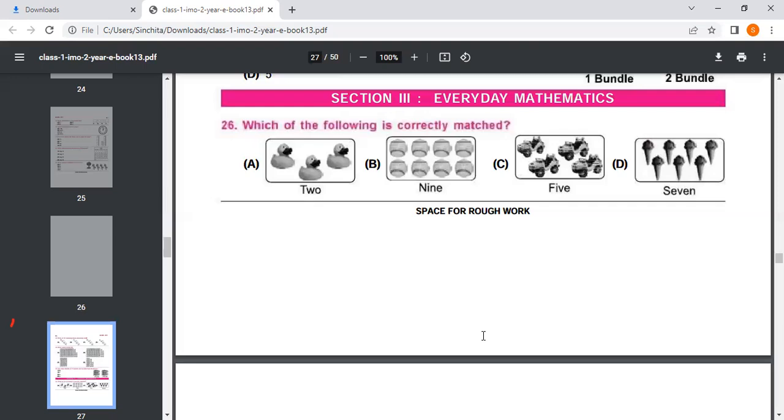Ma'am, number A. Number A, explain me your answer better. Ma'am, I have not understood the answer. See, here you have to find out which number of images match with this number. For example, here there are 3 ducks and here it is written 2. So this is wrong. So in this way you have to find out the correct answer.